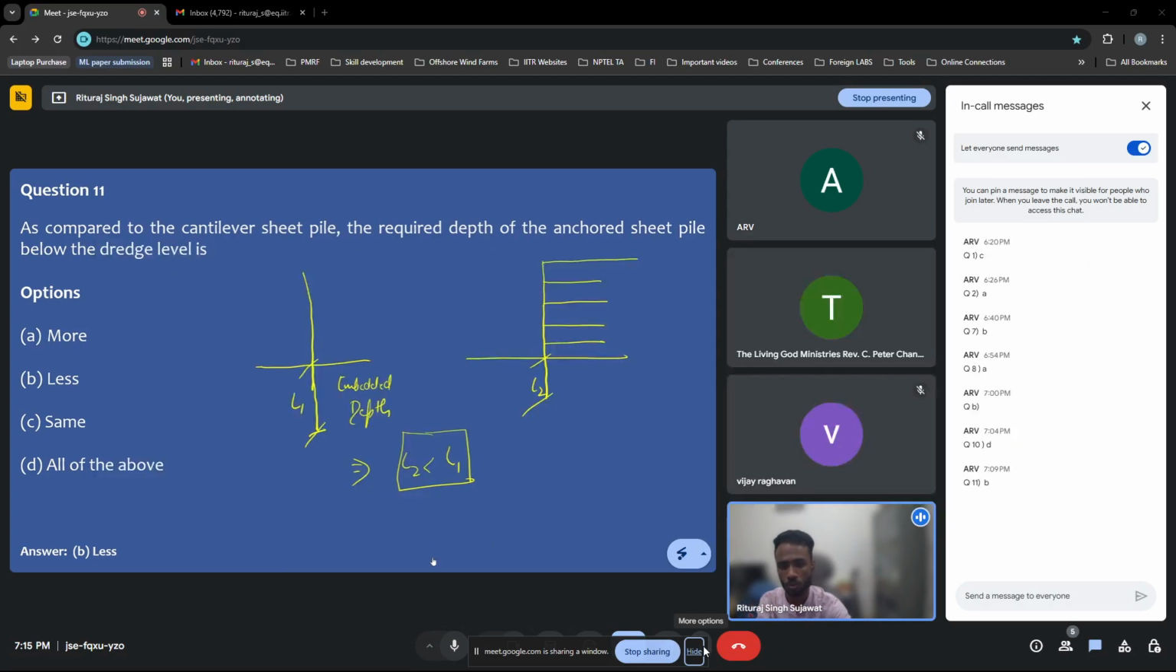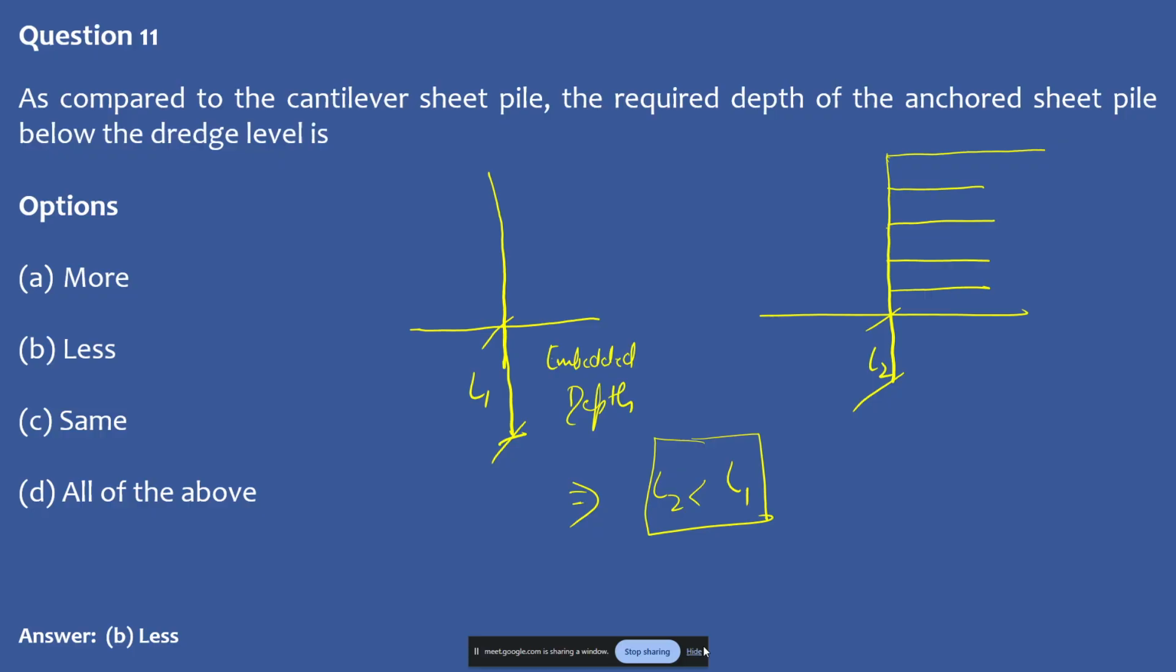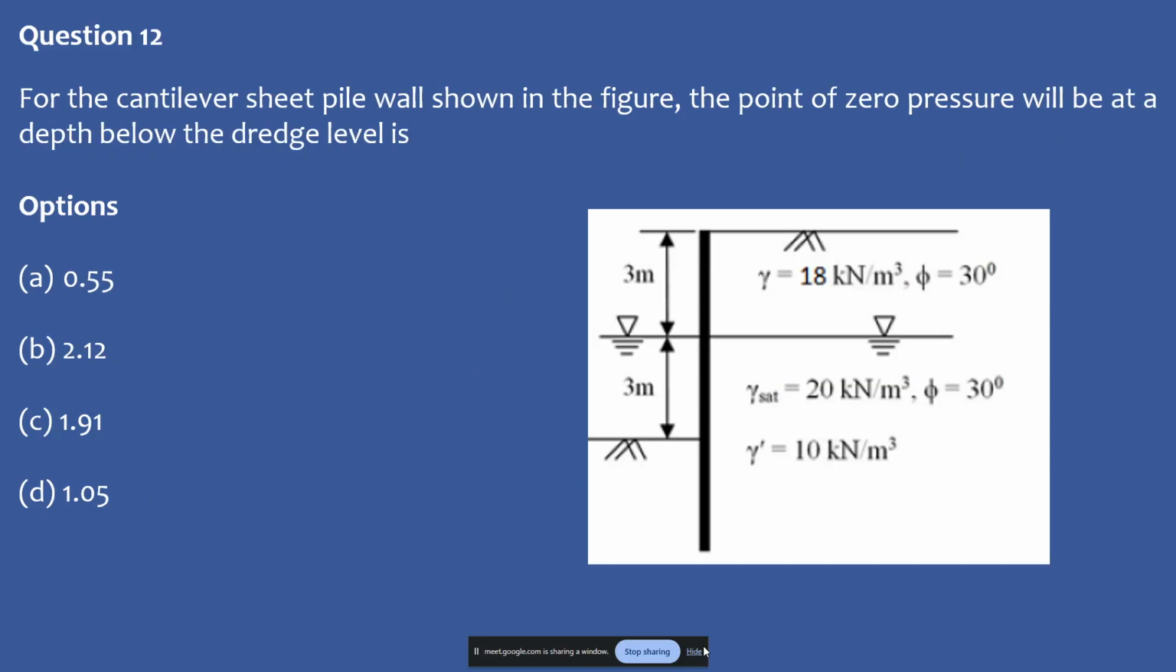So let's move to question number 12. For the cantilever sheet pile wall, which is shown in the figure, the point of zero pressure will be at a depth below the dredge level of what? So you need to define the point of rotation about which your cantilever sheet pile is being rotated. So what is that point of rotation? That is your point of zero pressure, which you need to determine.